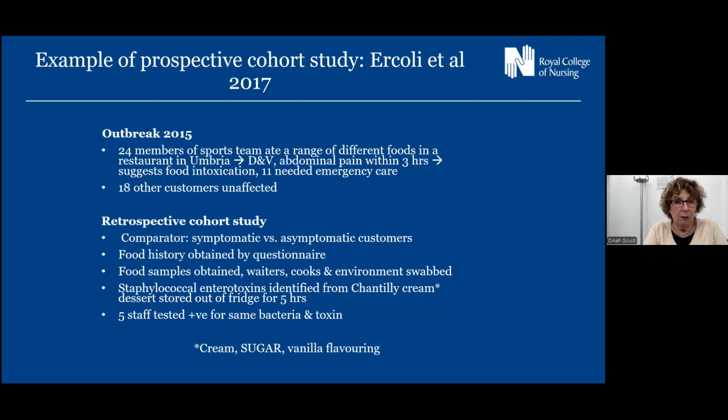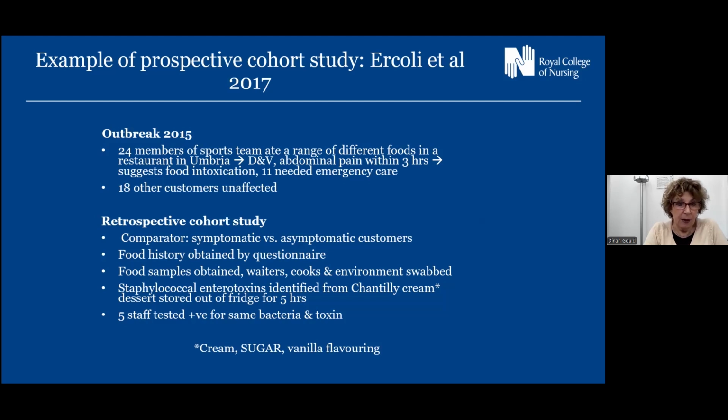And 18 other people eating in the restaurant at the same time didn't get any symptoms at all. So they did a retrospective cohort study. They compared people with symptoms and people who didn't develop symptoms. And they looked at people by giving them a questionnaire to look at what they'd eaten and what they hadn't eaten. This wouldn't work if the outbreak had taken place a long time before people developed symptoms, but over a period of a few days, people would be likely to remember what they've eaten, I think, especially if they became ill after it.